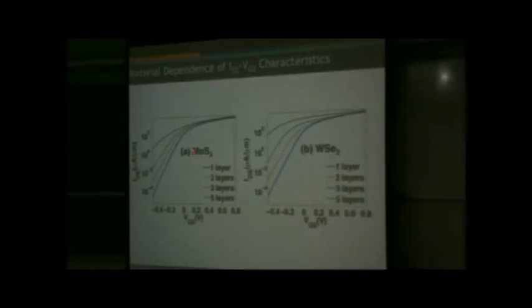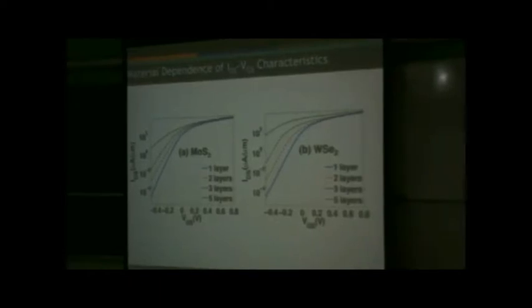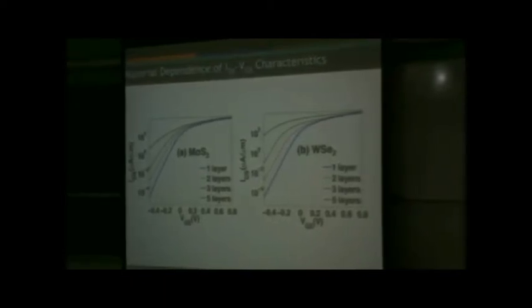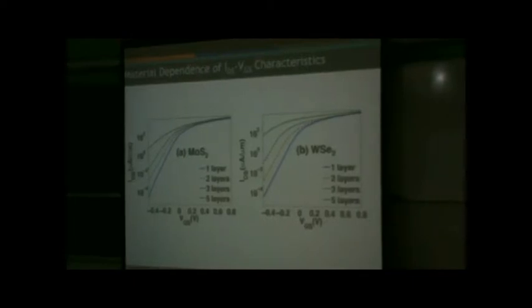So here I'm showing MoS2 and tungsten selenide. For 1 layer, 2 layer, 3 layer, 5 layers, this is 1 layer, this is 5 layer. You can clearly see that the gate control is going away. So where does the conduction happen? Is it in all the layers, or only a portion of the layers? Let me come back to it.